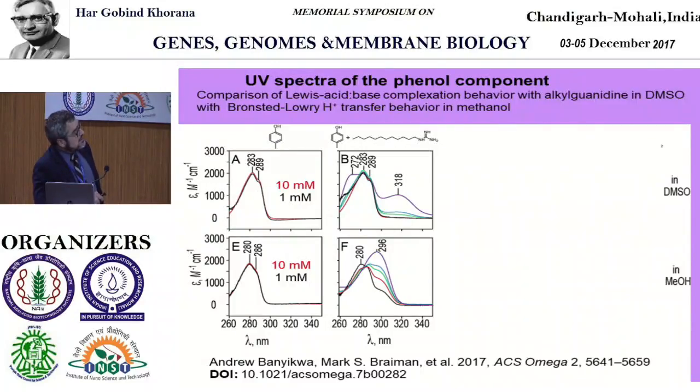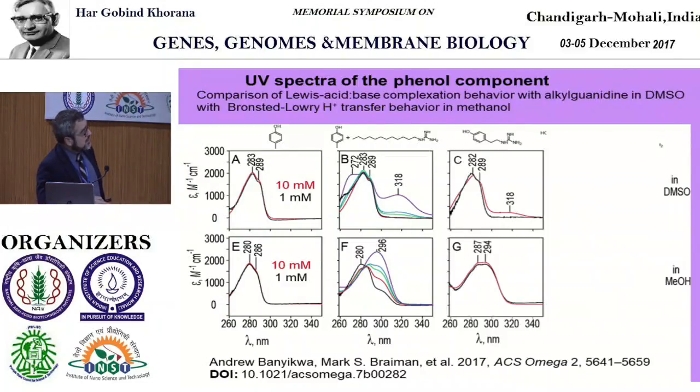In DMSO, there's a somewhat different absorption maximum. And I'm going to show you a little later on the concentration dependence of this equilibrium, which indicates that this is not a proton transfer in the traditional Brønsted-Lowry sense. This is a Brønsted-Lowry proton transfer in the protic solvent methanol. But here, what we're doing is making a Lewis acid-base complex.